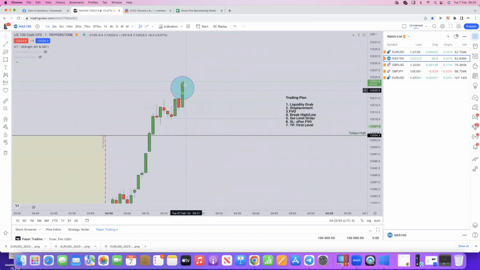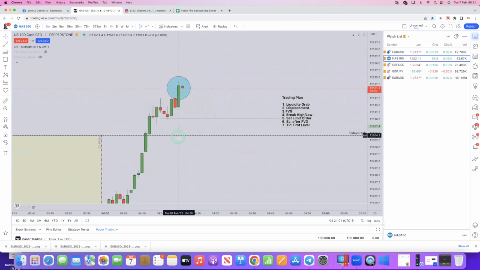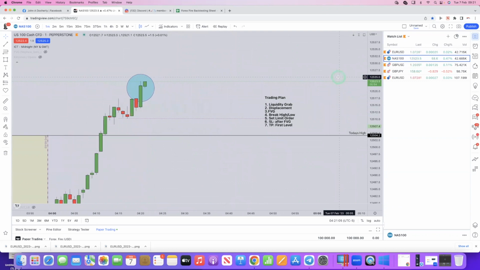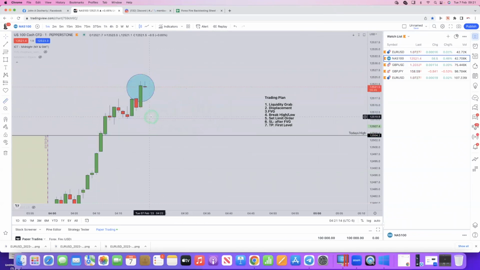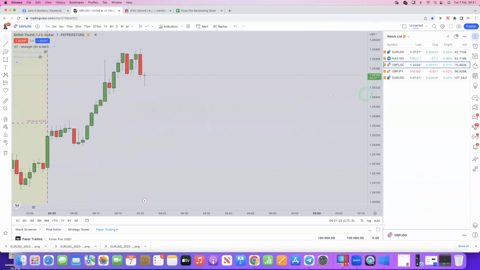But again, if this runs away from this, I just need to be careful because I don't want it to get too far away from this area, if that makes sense. I'm just going to measure this out as well. Again, we're starting to peter out on the top here, so we may get a little bit of a push down. Let's have a quick check on the other pairs.